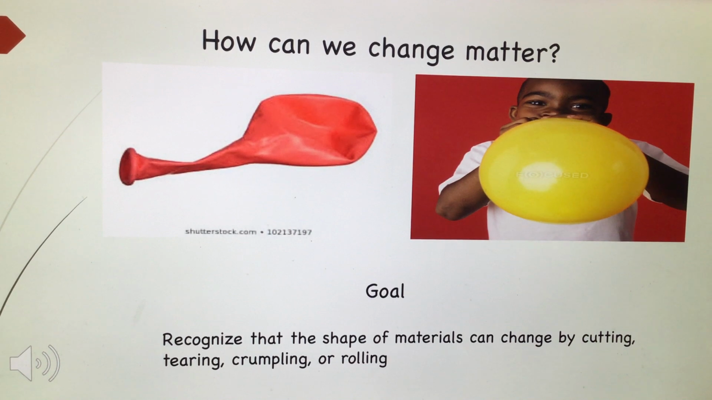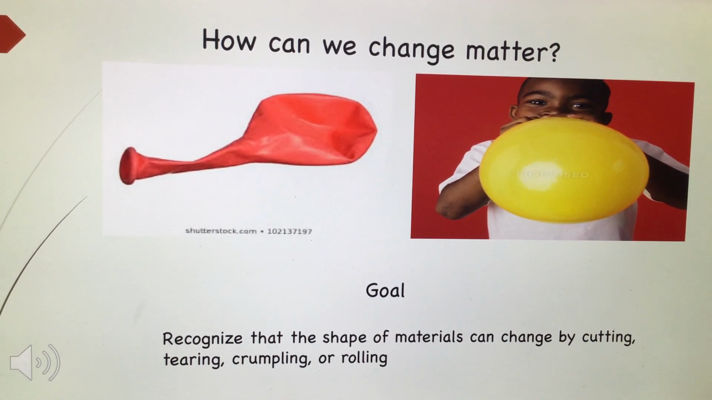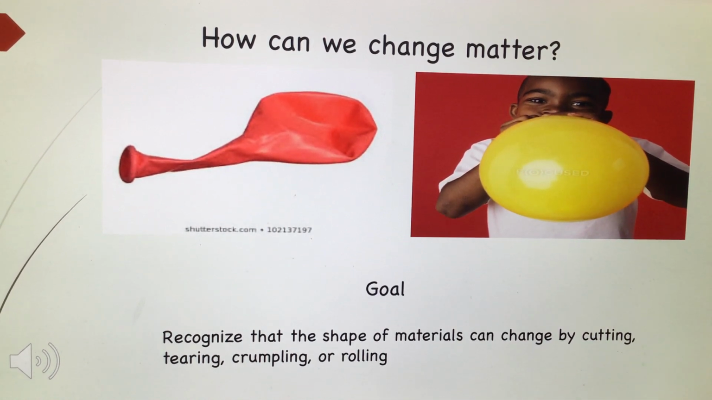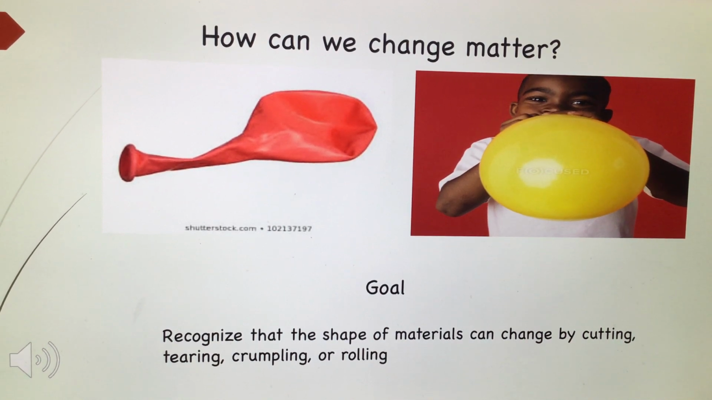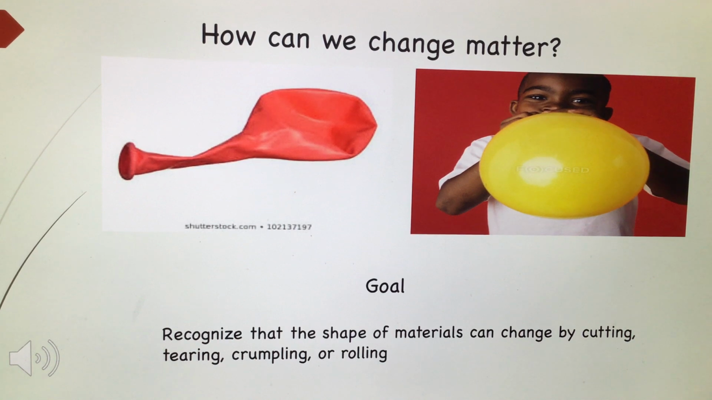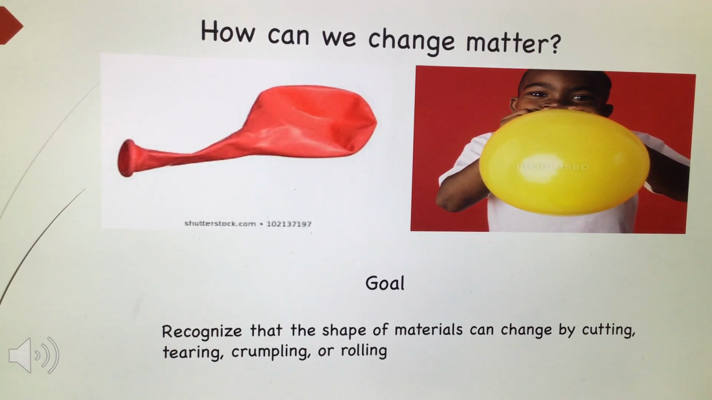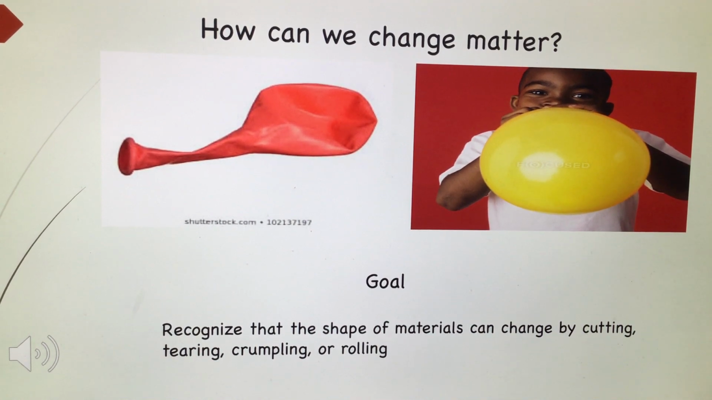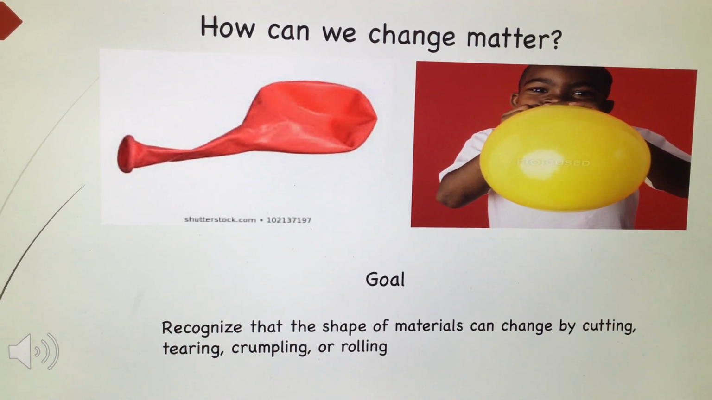Our goal for today is to recognize that the shape of materials can change by cutting, tearing, crumpling, or rolling them. What material do you think that we are going to be cutting, tearing, crumpling, or rolling? Can you predict or guess? I don't know. Let's see if your predictions are correct.